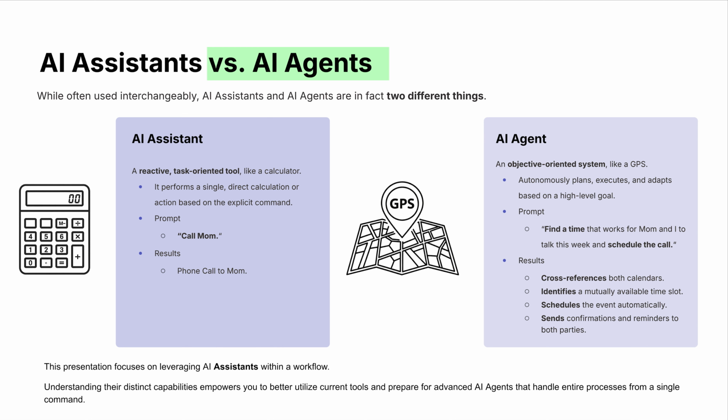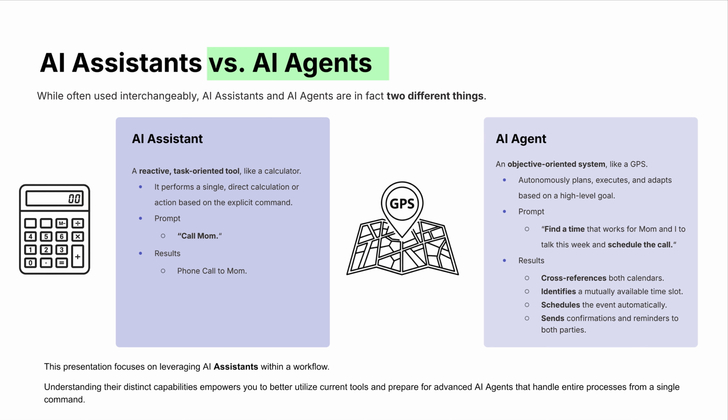An agent, however, is like a GPS. You don't give it a list of turns, you give it a high-level objective, the destination. The system then autonomously plans the entire route, calculates steps, and adapts to new information, like traffic jams, to ensure it reaches the goal. Similarly, you would give an agent an objective, like, "Find me a time that works for me and mom to talk this week and schedule the call," and it would independently plan and execute the necessary steps to achieve that result.